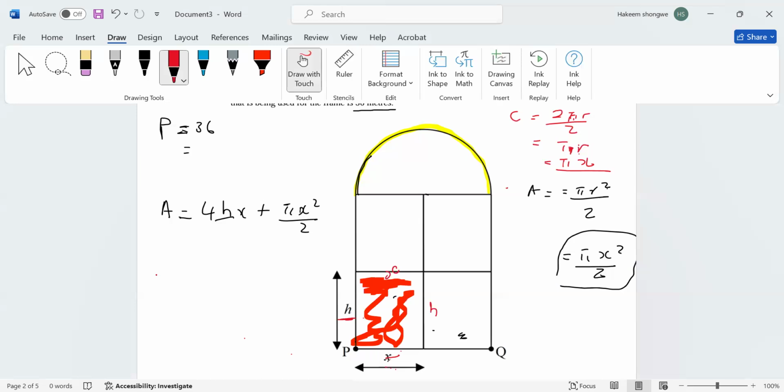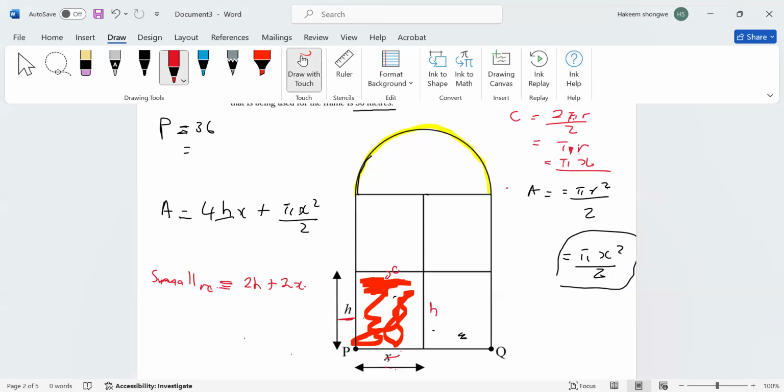Let's call it the small rectangle. So this one is given by 2h plus 2x. Why did I get 2x and 2h? It's because I'm summing all the sides. The opposite sides of a rectangle are equal, so I have 2x plus 2h, because in total we have 4 sides.